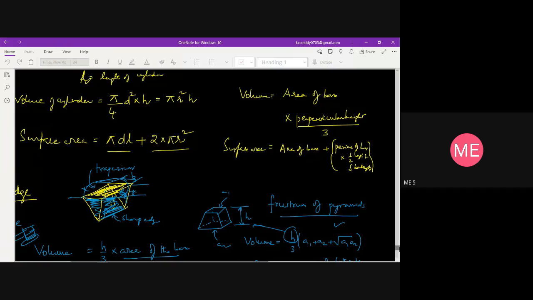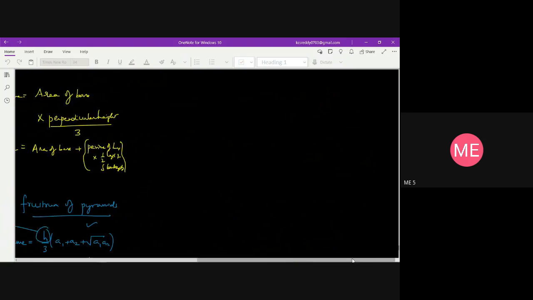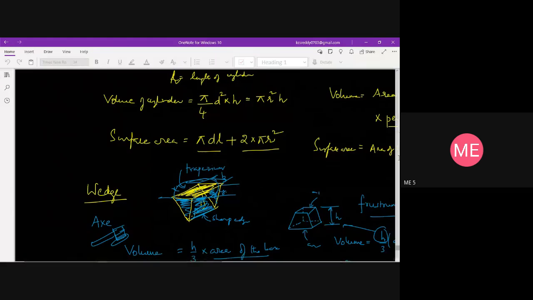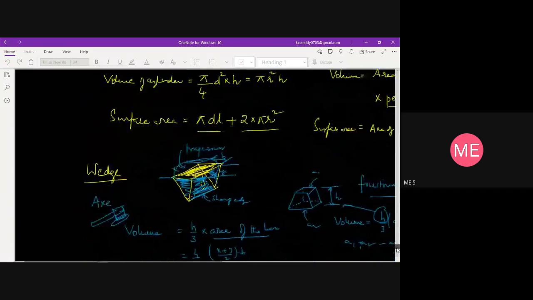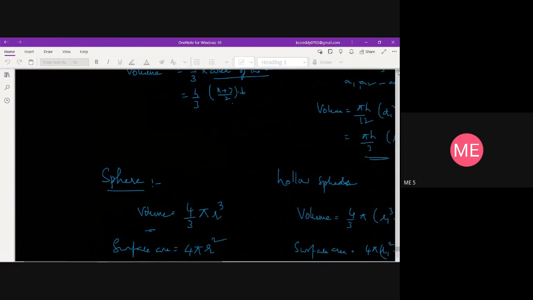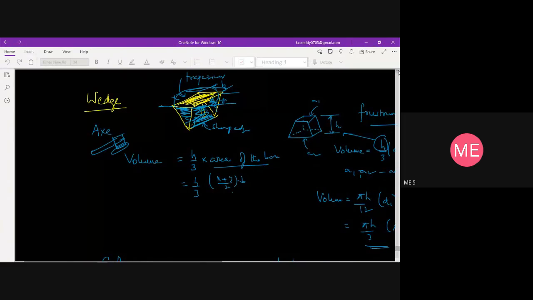Now we will study the wedge shape. Sometimes you might have components that have a wedge shape. If you look here, this is a wedge shaped component. So how do we find the volume of this wedge shaped component? Here I can find the volume of the wedge shape.